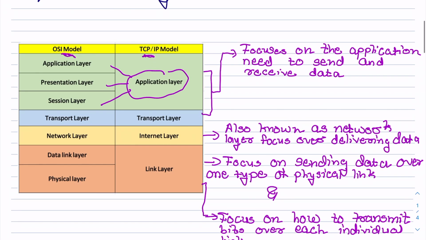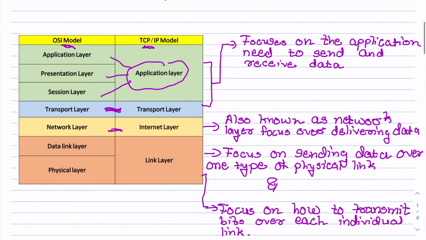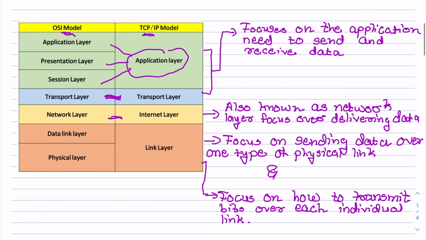Then comes the transport layer, which is almost the same. The internet layer and the network layer are the same. I mean, not exactly the same, but I will explain the OSI model later in this chapter when we start the OSI model explanation.